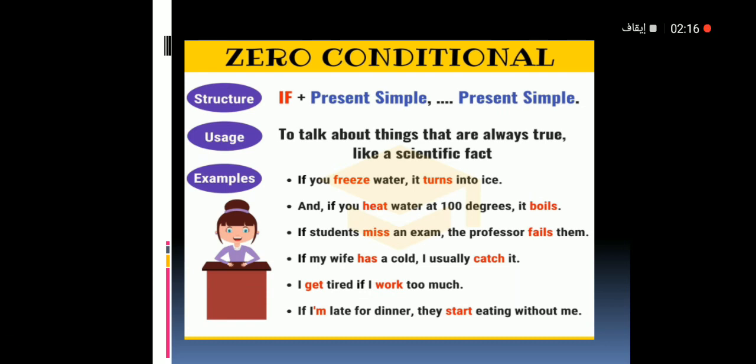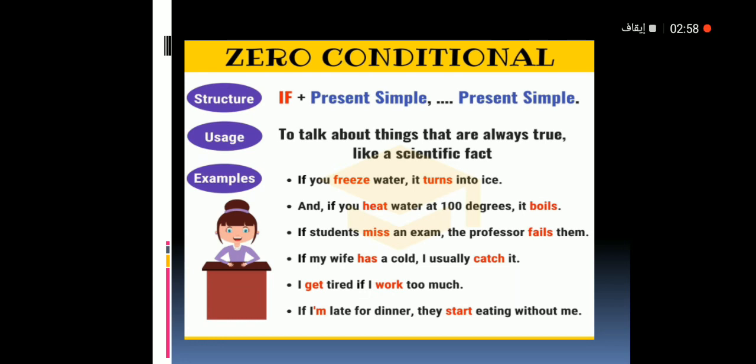If you freeze water, it turns into ice. So this sentence contains two clauses. The first clause is the if clause: if you freeze. Freeze here is verb 1, and the subject here is you. Because you is a plural subject, we don't add anything to the verb. And to separate the two clauses, we add a comma. And it's very important to add a comma to separate the two clauses if the if clause came at the beginning of the sentence. It turns into ice. It turns. Here we added s at the end of the verb because it here is singular.